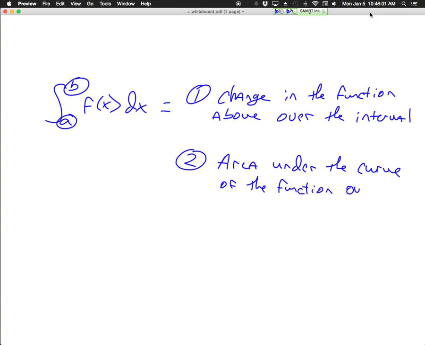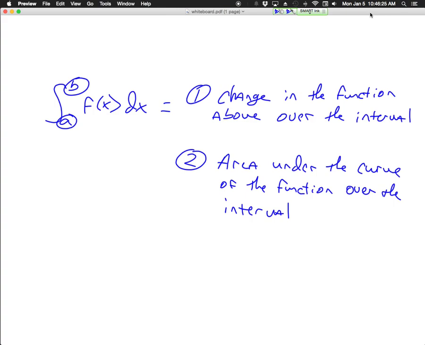Over the interval. It's the area under the curve of the function over the interval. Those are the two things. Anytime I see a definite integral, those are the two things I need to think about. And if I can think about those, that makes understanding what to do a lot simpler, and I'm going to be able to answer questions a lot better.